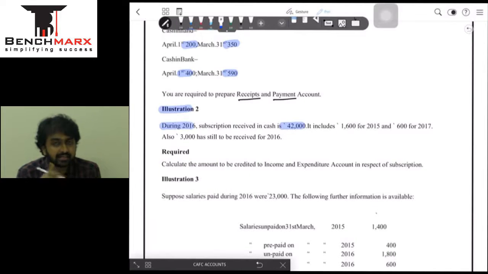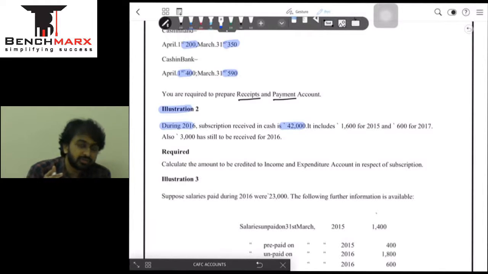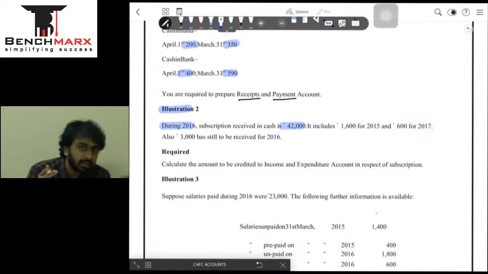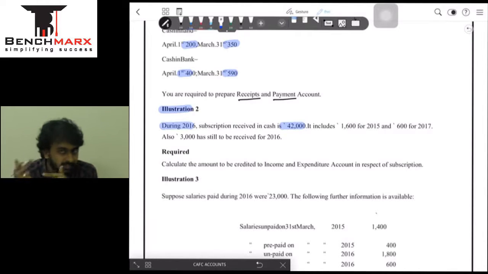This is physical cash received. This may include something in advance of the next year. This may include cash received now pertaining to the previous year. This will exclude outstanding and this will exclude something received previously pertaining to this year. So all this has to be adjusted before we find the income due.